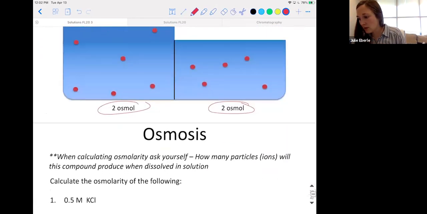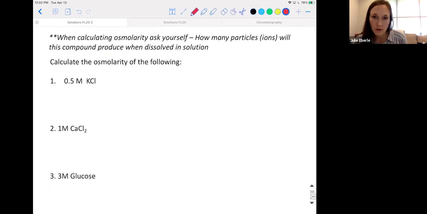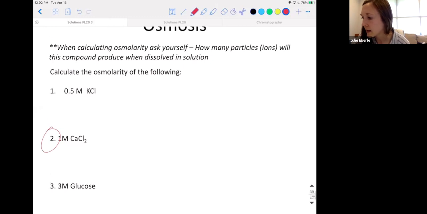So I know you have questions like this on your homework. So we're going to work the one I think is hardest, number 2. When calculating osmolarity, I'm going to highlight this. Ask yourself, how many particles or ions will this compound produce when it's dissolved? You don't care about the charge. Forget equivalence right now. That one's all about charges. Here, you're just looking at how many ions.